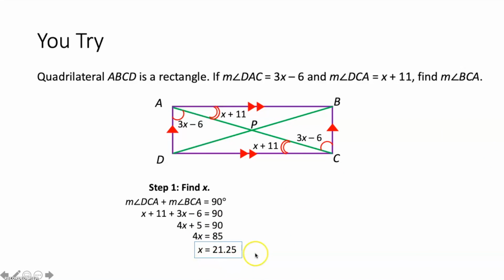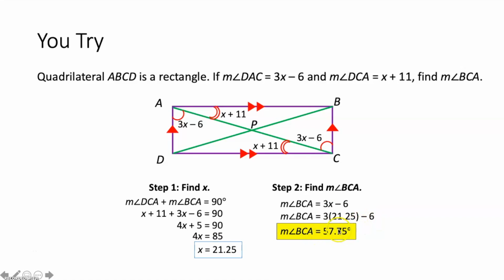The question didn't ask you to find x. It wants you to find the measure of angle BCA. So what's the measure of angle BCA? Well, we know the measure of angle BCA is 3x minus 6. So we take 21.25, plug it in for x, and we simplify. 3 times 21.25 minus 6 is going to give you 57.75. Again, it's the measure of an angle, so make sure you put degrees.